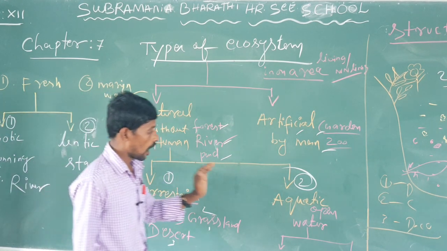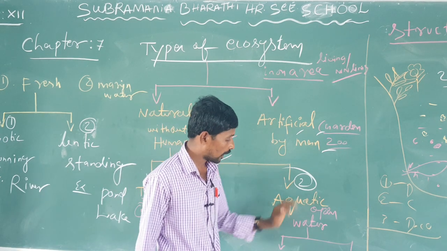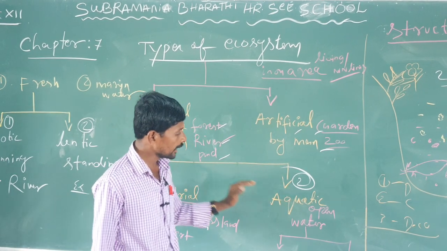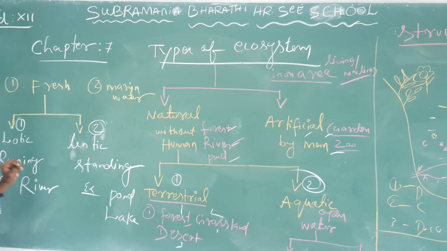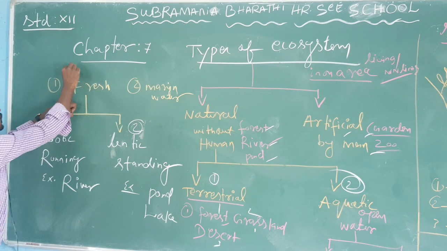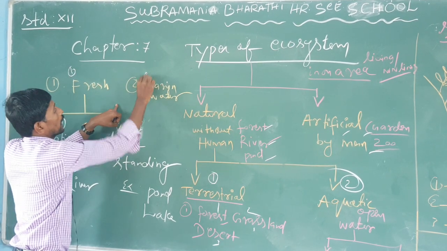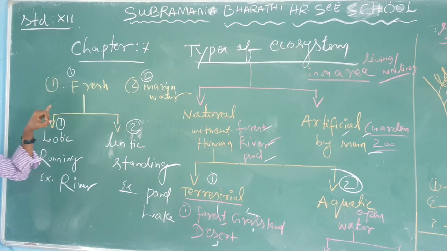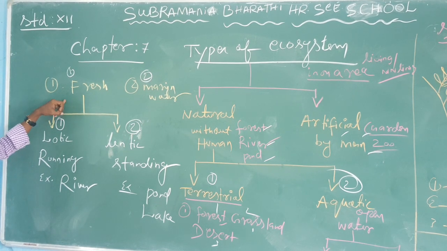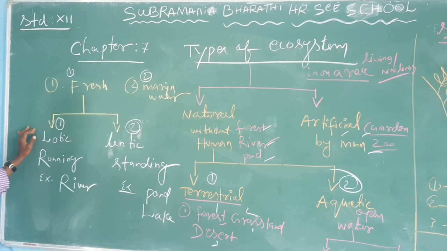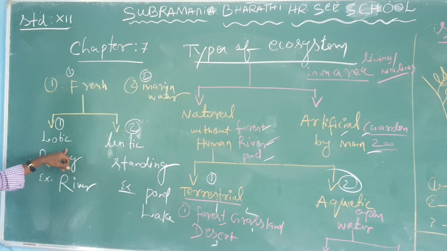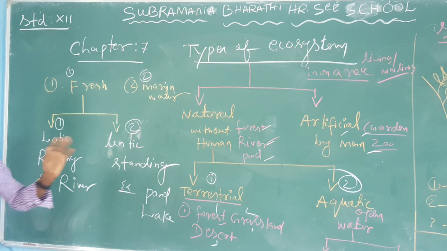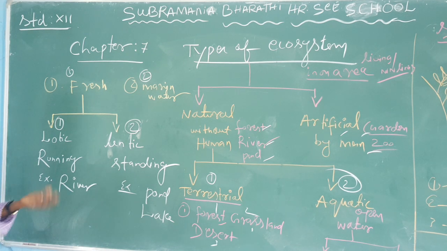Then aquatic, the open water. The aquatic ecosystem is divided into two types: first freshwater, second marine water. Freshwater is divided into two types: lotic and lentic. What is lotic? Only running water is called lotic in freshwater.